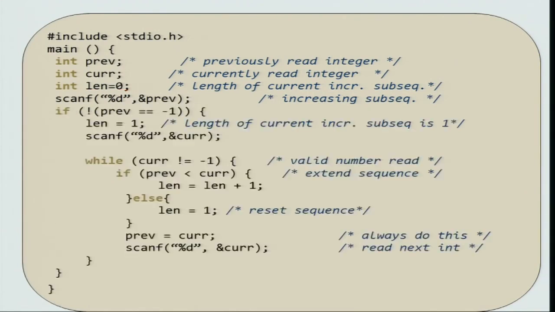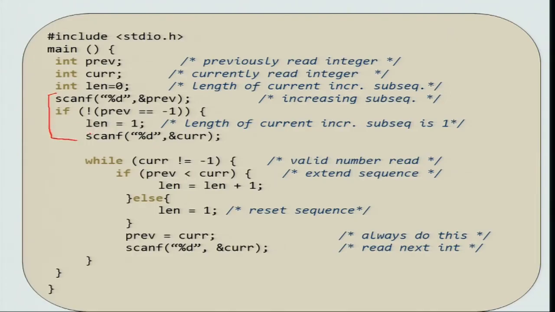Okay. Now, let us focus on the main body of the program. If the currently read number is not -1, then you say that you start with length 1. So, the length of the current increasing subsequence is 1, and then you scan the next number into CURR. So, here is the current number. Okay. So, this part of the code is just to initialize.